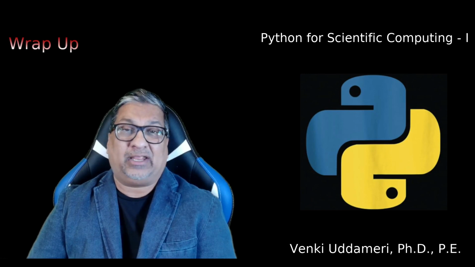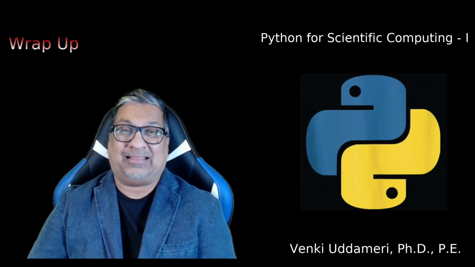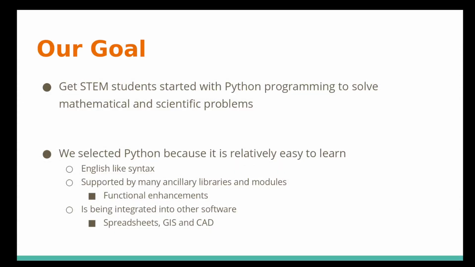As we end this journey, let's go back and revisit the course learning outcomes and place all that we have learned so far in that context. The primary goal of this video series is to get STEM students started with Python programming to solve mathematical and scientific problems. We selected Python over other programming languages because it's fairly easy to learn, because it has English-like syntax. Its functionality is greatly enhanced by the availability of a large number of libraries to perform scientific tasks.